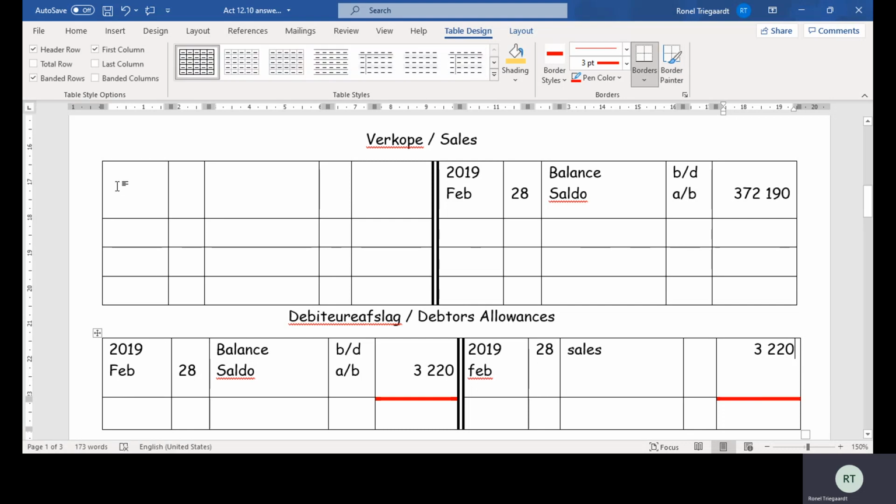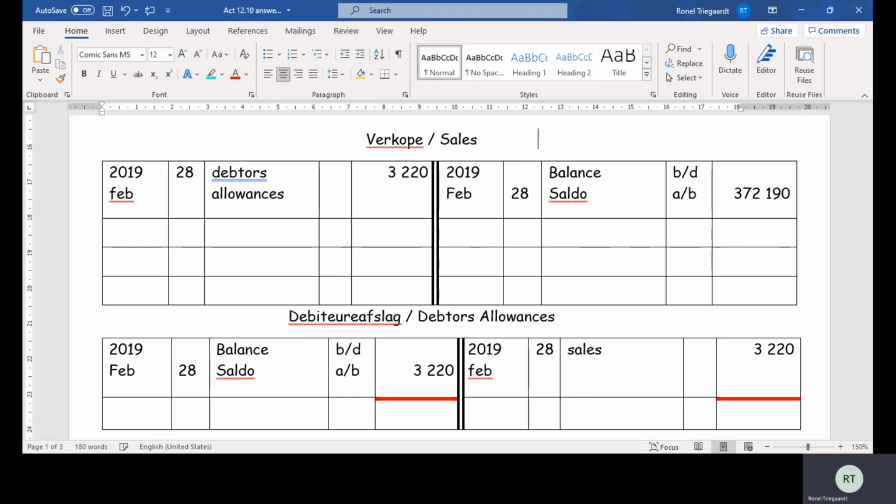Inside sales, 2019, February the 28th. Debtors allowances. We've done this last year, and that amount was 3220. Are you okay with that? What can I now do with sales? I can close those. Sales is a nominal account. You should know that. All nominal accounts must be closed off at the end of the year, either to profit and loss or trading account, one of those two.